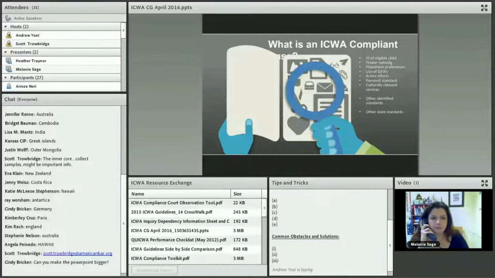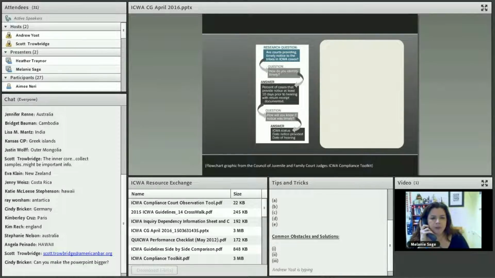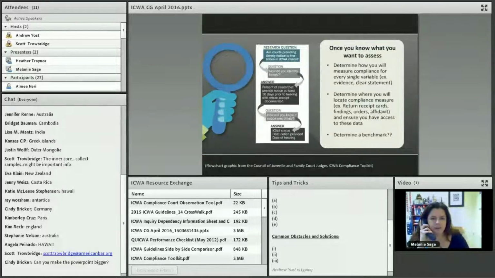So when you think about developing research questions around compliance, an important start is thinking about what you want to know and how you'll measure whether you know that thing. So, for instance, if you want to know in this research question in the white block here, are courts providing timely notice to tribes in ICWA cases? Then you have to know how you identify timely, and you want to know how many days are required for each piece of documentation and what piece of data you have to look at about whether that is true in the case that you're looking at, right?